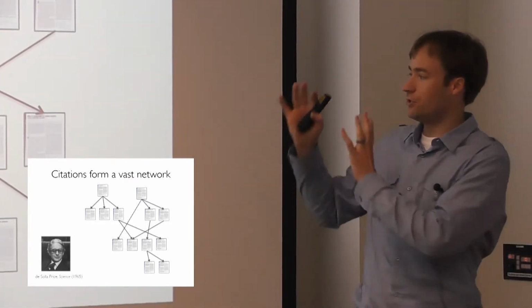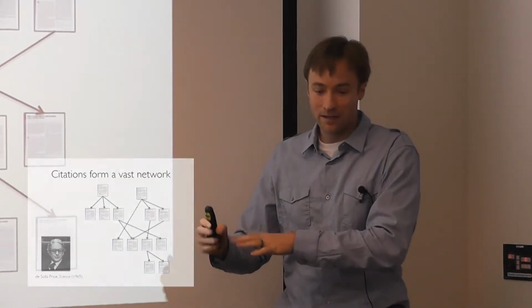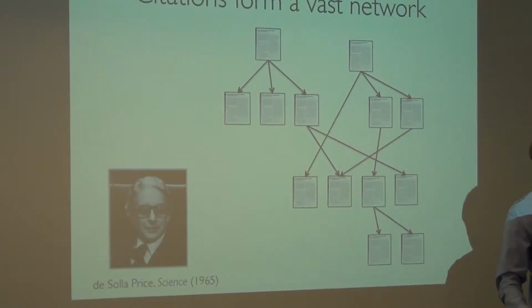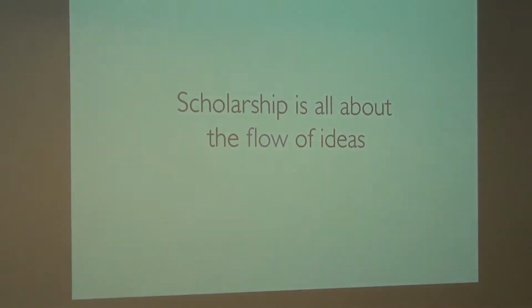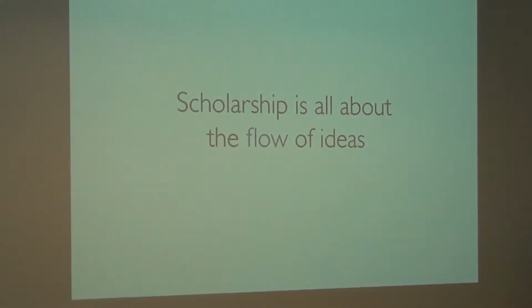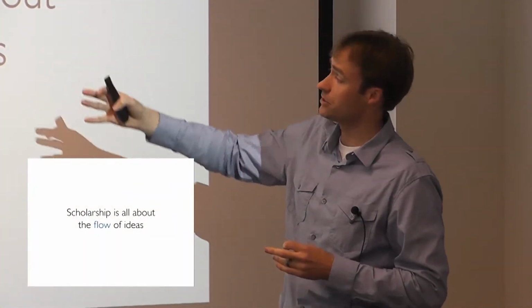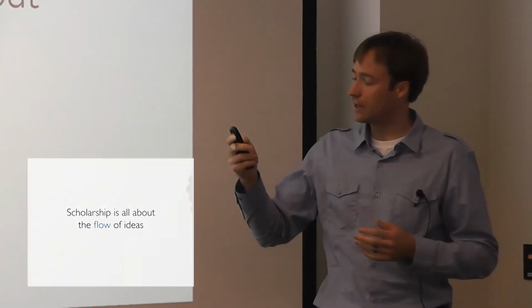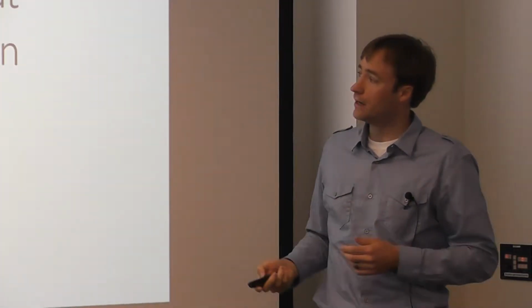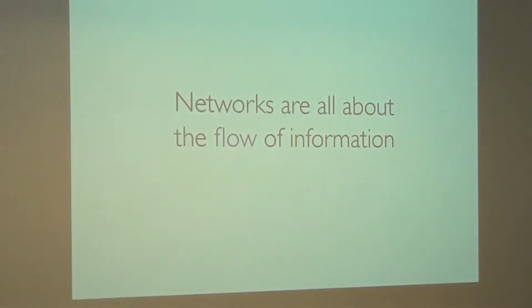The idea that we should look at the scholarly literature this way is definitely not my idea. This has been talked about a long time. But the reason I decided to think about this is that I talked about flow at the beginning, and I really see scholarship as all about the flow of ideas. Citations really reflect the decisions of millions of scholars over a long time. So if I think about scholarship as the flow of ideas, I would also think about networks as all about the flow of information.